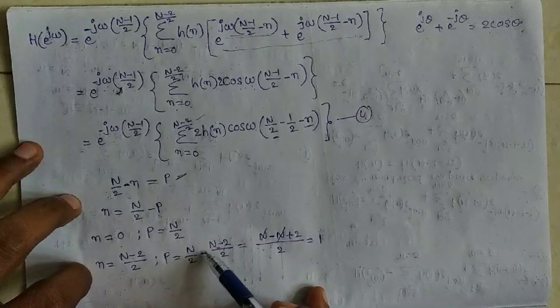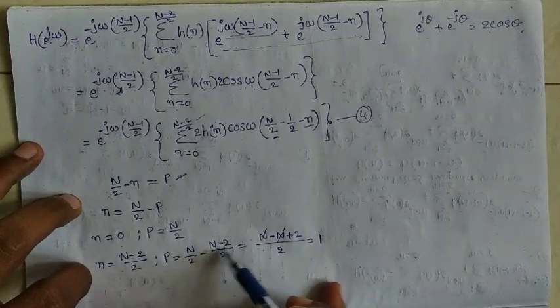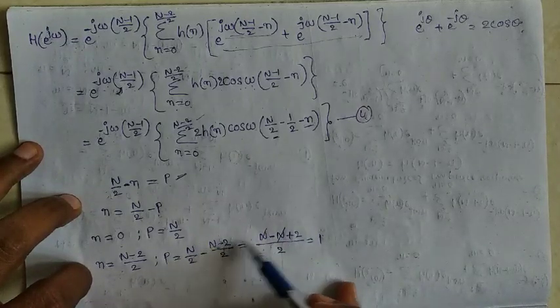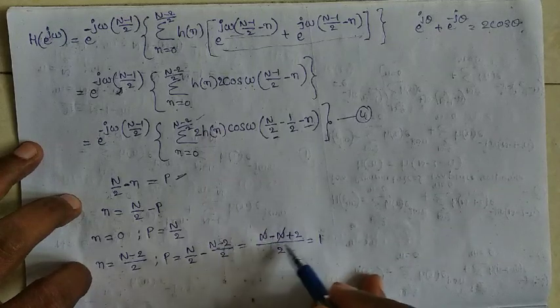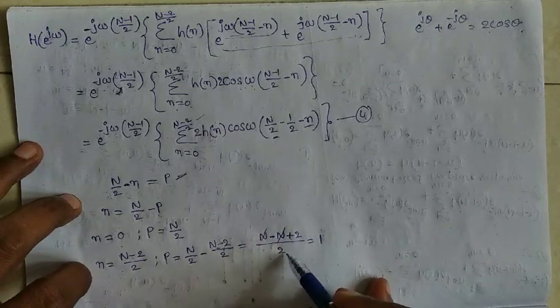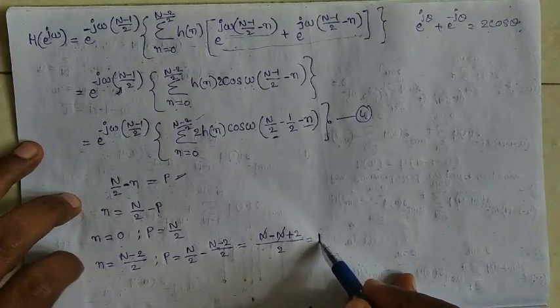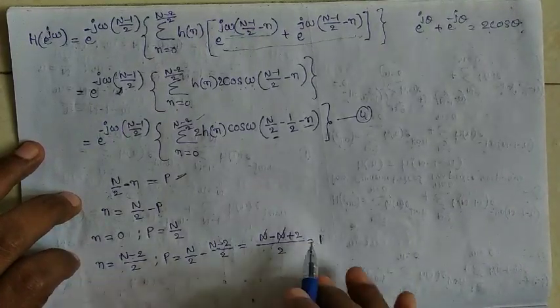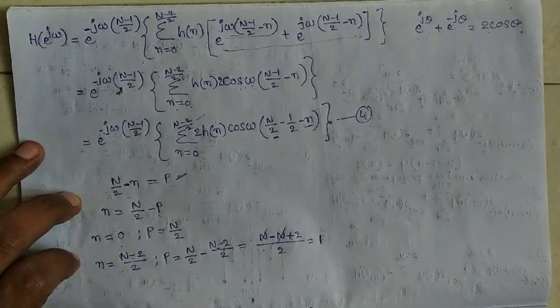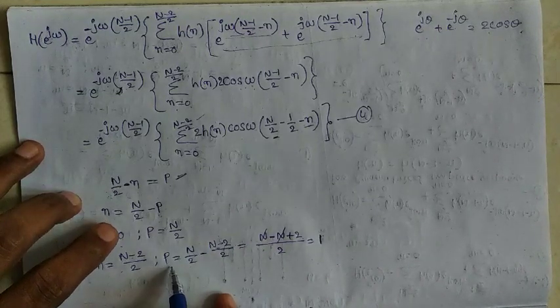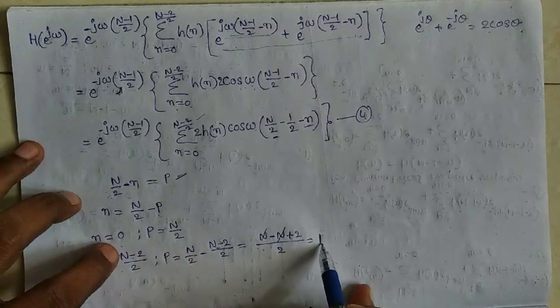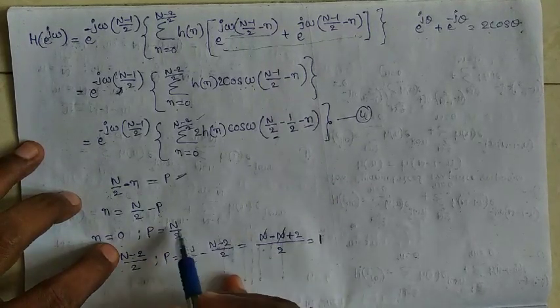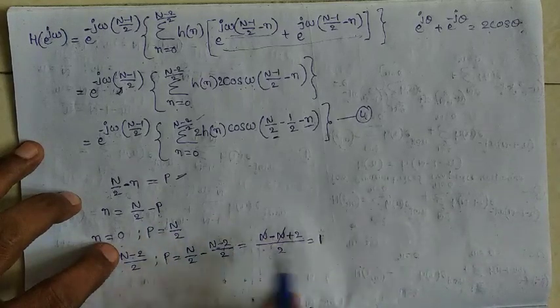Here, minus of this term means minus capital N plus 2 by 2. Here N gets cancelled, with plus minus sign. We are cancelling the N value, and 2 by 2 means its value is 1. Here p is equal to 1. What are the p limits? The p limits are 1 to N by 2.